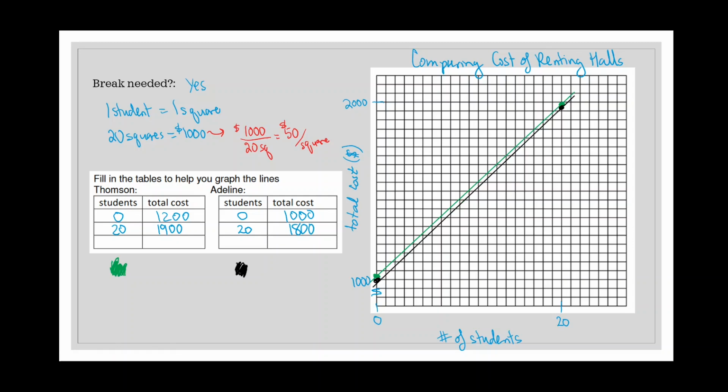Just having 2 points is enough to draw a line, but that does not guarantee that the point of intersection between the 2 lines is captured within your domain. So why did that happen? Well, if you compare at 0 students, total cost for Thompson is 1,200, and it's a bigger number than 1,000 for Adeline. And when you grab 20 students and you got 1,900, it's still bigger than 1,800 for the 20 students for Adeline. So there was no swap between which one became bigger. And so the POI is not captured. It's somewhere off the grid. It's further on for more students than just 20.